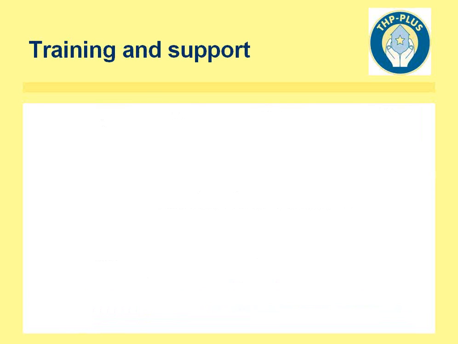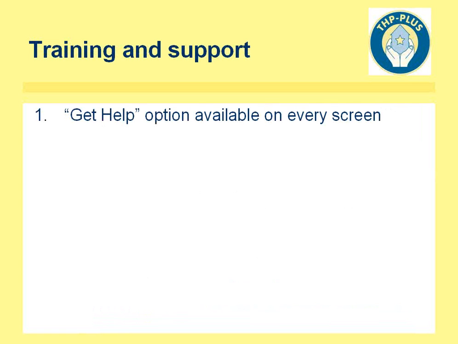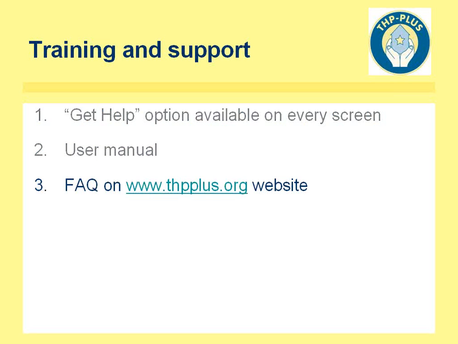I also just want to mention what kinds of training and support are available for this system from the John Burton Foundation. First, as I mentioned, on every screen in the database there is a Get Help option. That's the first place to look if you're navigating through the database and find something that's confusing. Then there's also the user manual that will be on our website, which will have even more detailed information about how to get through the database and use it. We'll also be compiling frequently asked questions as people start using the tracking system, so that's also going to be on the THP-Plus.org website.